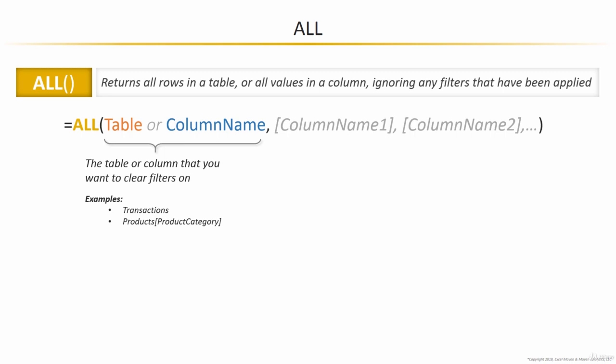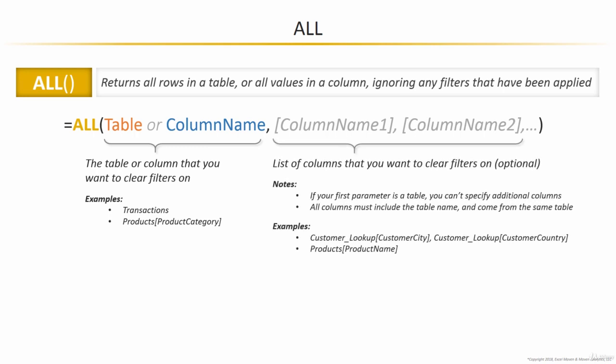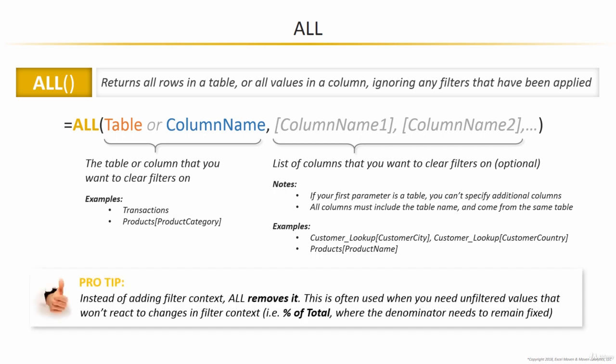Now, the second optional set of parameters or arguments here are column names. So if you've selected a column in your first argument as opposed to a table, you do have the option to list additional columns here that you'd like to clear filters on. The catch is that all of these columns must be fully qualified and include the table name, and they must all come from the same table. So, pro tip: instead of adding filter context or changing it like CALCULATE does, ALL removes it.